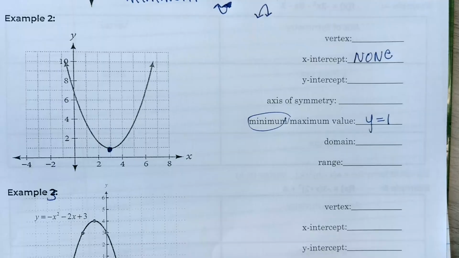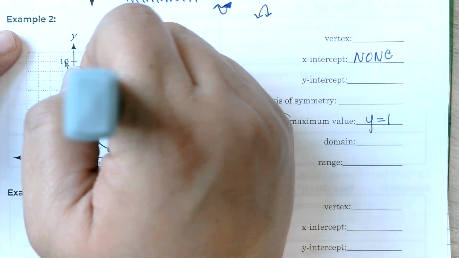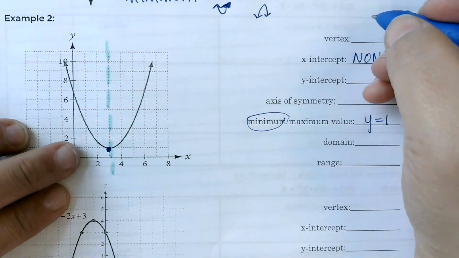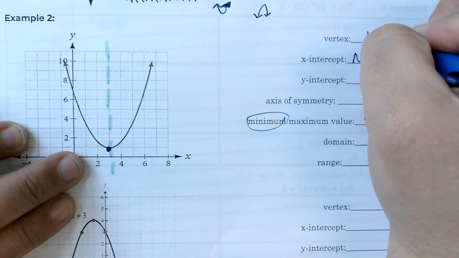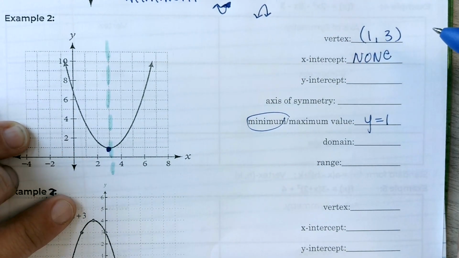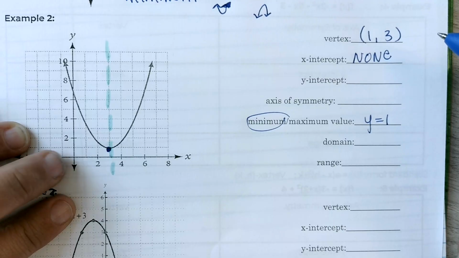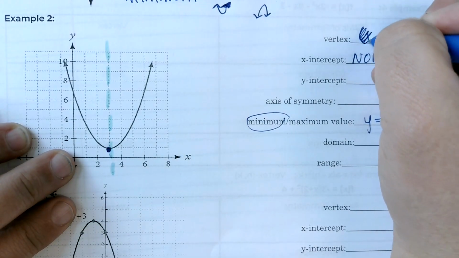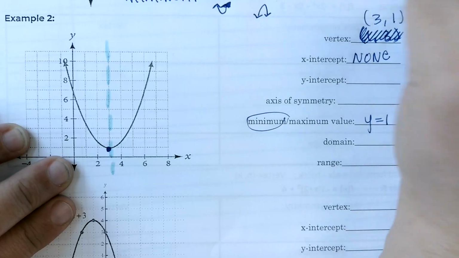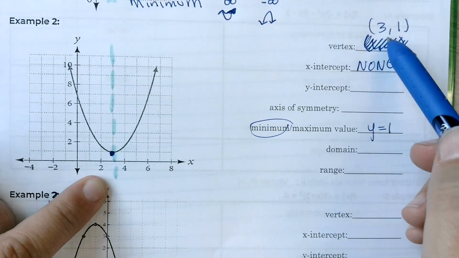The axis of symmetry, oh, sorry, I was writing vertex. I'm going crazy here. Vertex is 1, 3. Notice that that 1 is, I'm going really crazy here. My apologies. Looks like I need a nap, right? Okay, sorry, it's 3, 1.